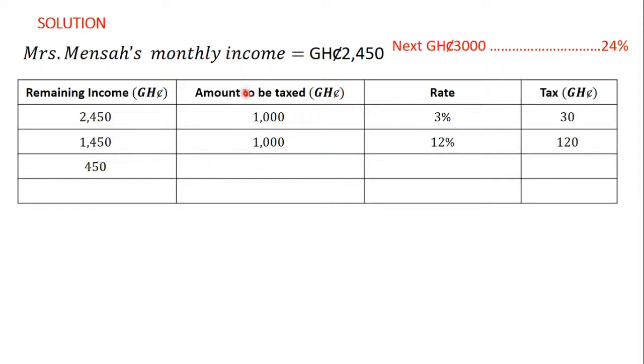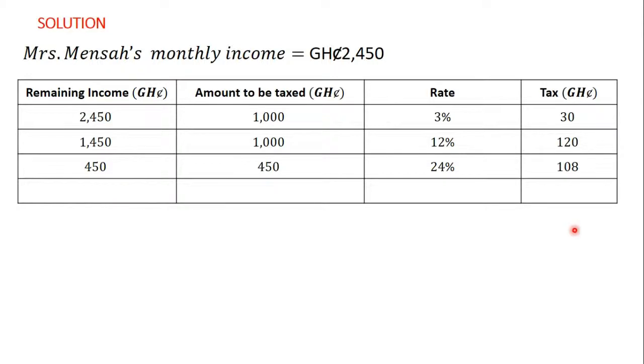It means that the amount to be taxed will be the same as the remaining income. So the amount to be taxed will be 450 Ghana cedis, and the rate of tax is 24%. So the tax is going to be 24% times 450 Ghana cedis, which will give us 108 Ghana cedis. Now we can see from here that we don't have any income remaining because 450 Ghana cedis minus 450 Ghana cedis will give us 0. So the remaining income is 0.